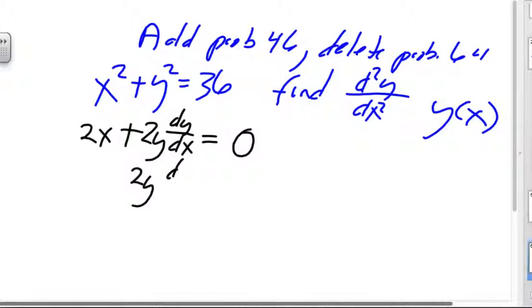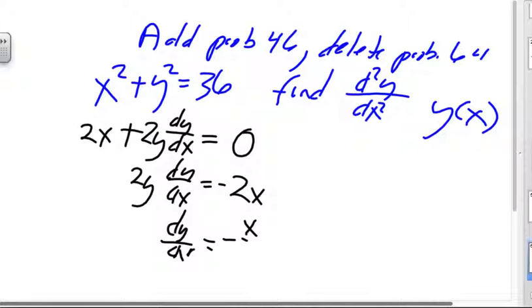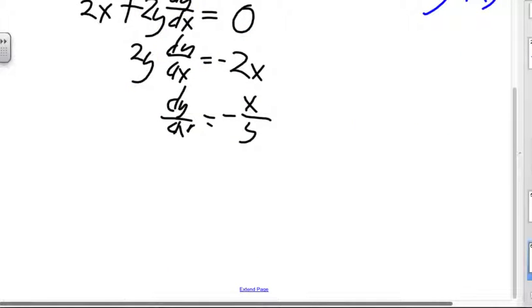2y dy/dx equals negative 2x. I'm solving for dy/dx. Then we divide everything by 2y, and dy/dx was negative x over y, because the 2's divide out into 1. Okay, so now let's take a look at the second one. So what I need to do is find my second derivative.